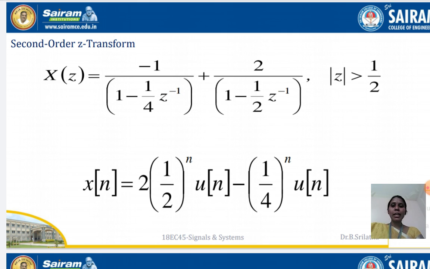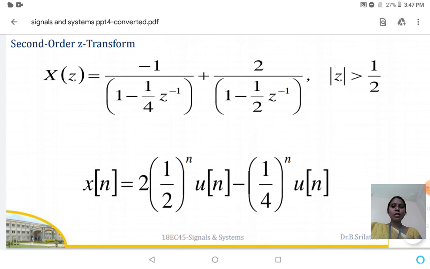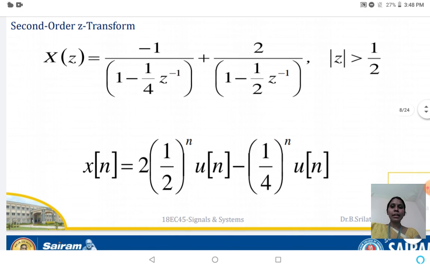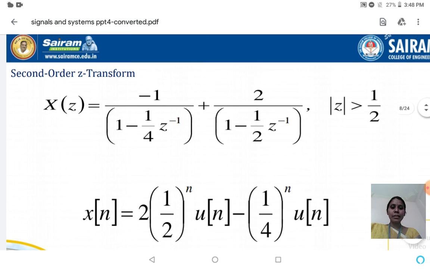Now from this we can directly write, since mod of z is greater than 1 by 2, it is nothing but u of n only. Already in the inspection method we saw, correct? Mod of z greater than 1 by 2 is u of n. Mod of z less than 1 by 2 is minus u of minus n minus 1. In this case, first I am writing positive 2 as the constant, times 1 by (1 minus a z power minus 1). Mod of z greater than 1 by 2 gives a is 1 by 2, so (1 by 2) whole power n into u of n, minus 1 is the constant, and then we can write (1 by 4) whole power n into u of n, correct?